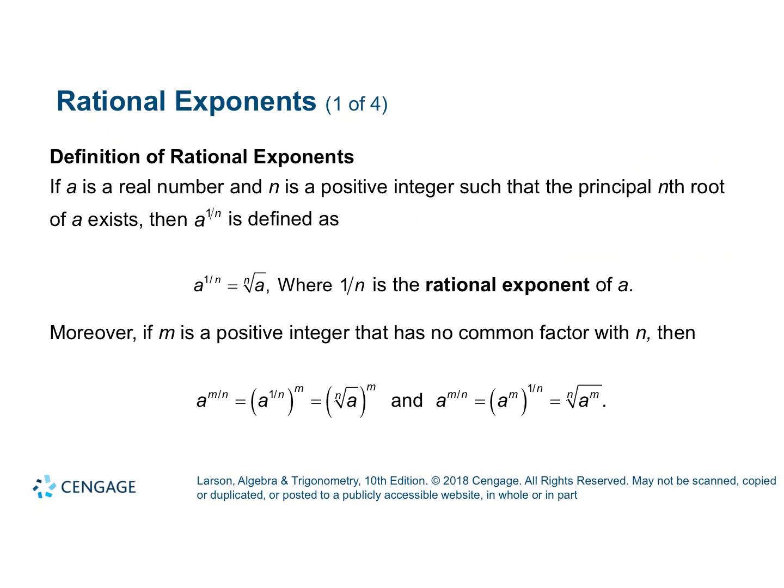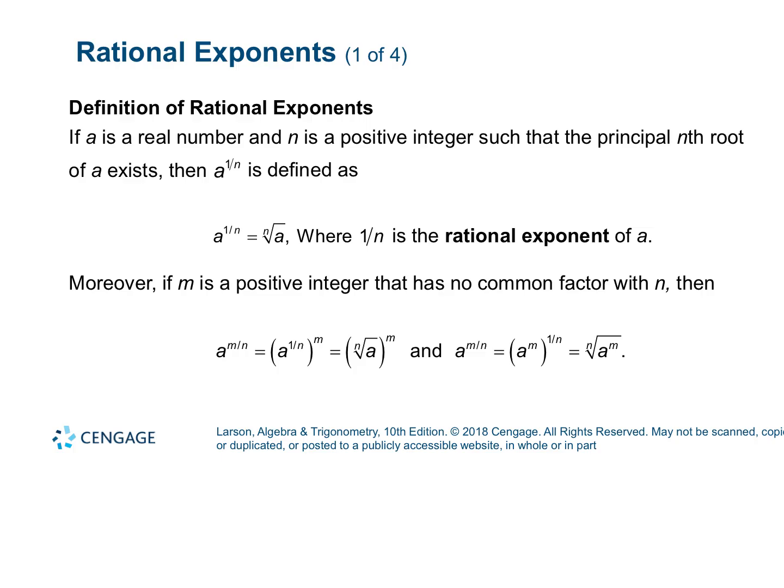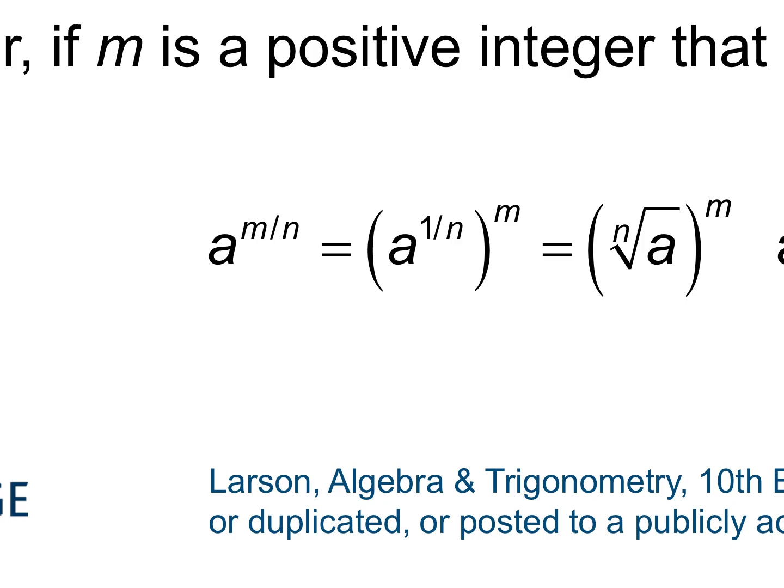All right, next we're going to talk about simplifying exponents and rational exponents, so exponents that are fractions. If we have an exponent that's a fraction, we can simplify it. The top number, our numerator, stays as an exponent. The denominator is an index.